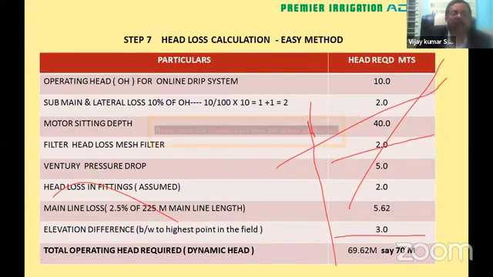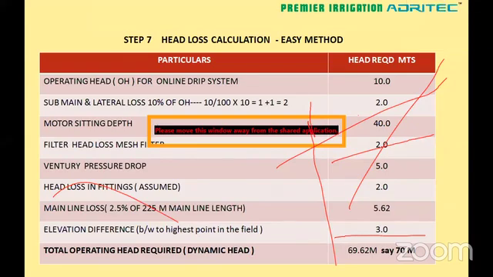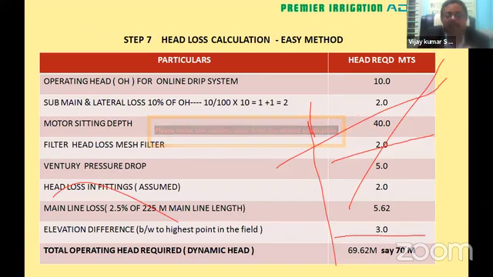Now we will have to look at the head loss calculation. So basically, I told you in the beginning that the pump is a 5 HP 8 stage. So how much pressure is required to run the system? The operating head of the online drip irrigation system was 10 meters. That is, for the dripper to work, the inlet of the dripper requires a pressure of 1 kg or 10 meters. And when the water flows through the lateral and also through the submain, you are going to have a 10% loss. So that is 10% of 10 meters, that is 1 meter on the submain and 1 meter on the lateral. So totally put together, it is 2 meters.